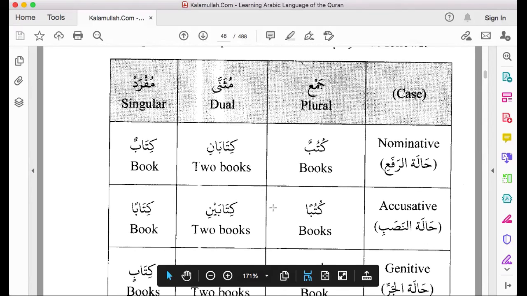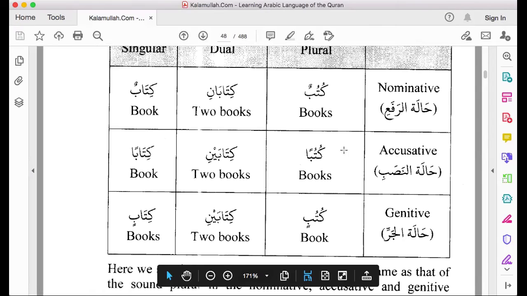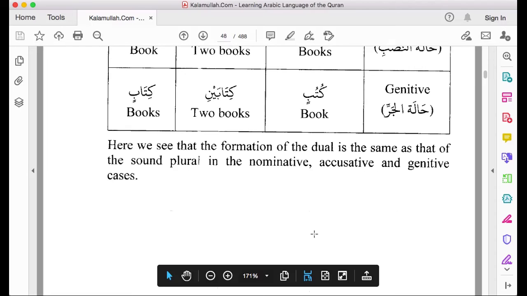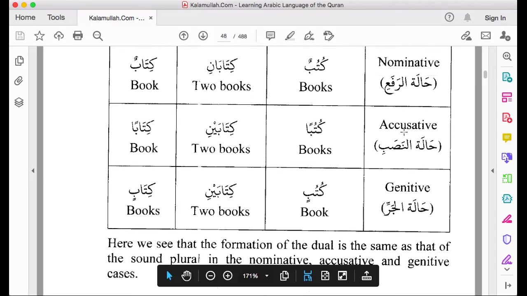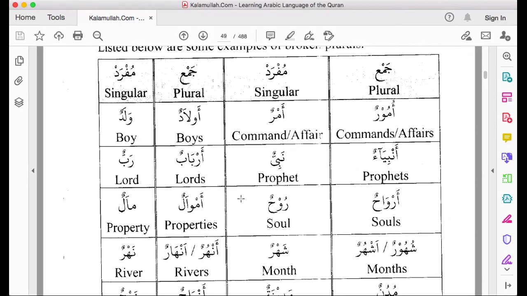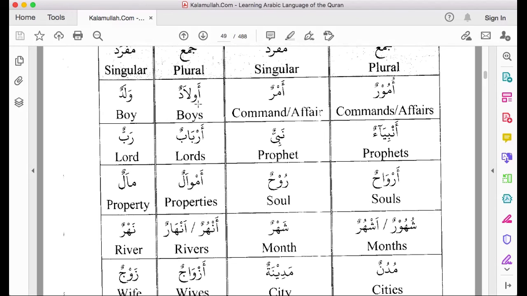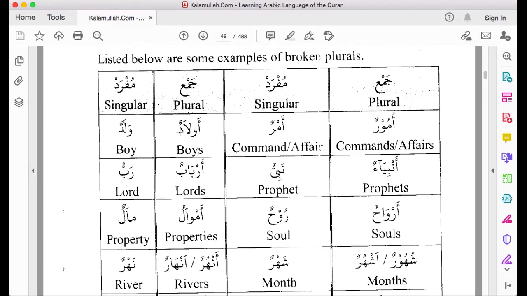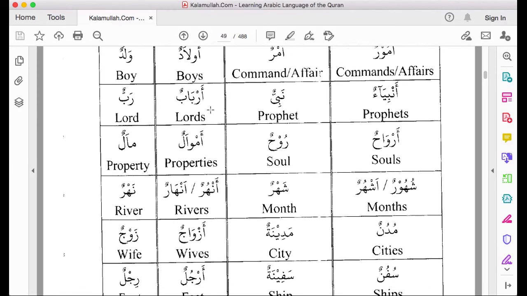We talked about these patterns. It's also showing you the accusative and the genitive. So kutuban, kutubin. We talked about the accusative and genitive of the duals in the last lesson. Kitabaini. They are going to be the same. Okay. So again, waladun, the plural is awladun. We talked about patterns in the lesson, but here it's just giving them to you. It's not going over the patterns, but it helps for you to know them. So amrun, umurun, right? Rabbun, arbabun.